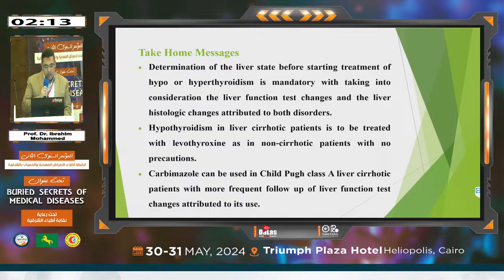Take home messages. Determination of the liver state before starting the treatment of hypo or hyperthyroidism is mandatory, taking into consideration the liver function test changes and the liver histologic changes attributed to both disorders. Hypothyroidism in liver cirrhotic patients is to be treated with levothyroxine, as in non-cirrhotic patients, with no precautions. Carbimazole can be used in Child-Pugh class A liver cirrhotic patients with more frequent follow-up of liver function test changes attributed to its use.